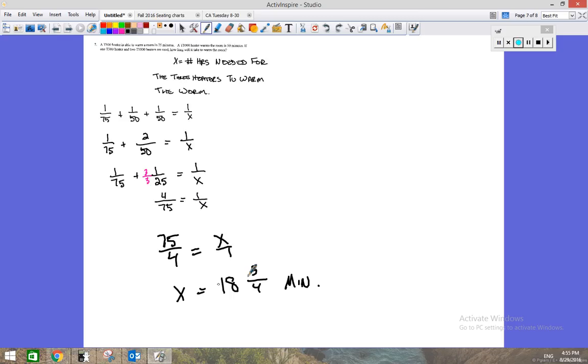All right, I believe that's all. So, try to just write some type of a short sentence that says the 3 heaters can warm the room in 18 3/4 of a minute.